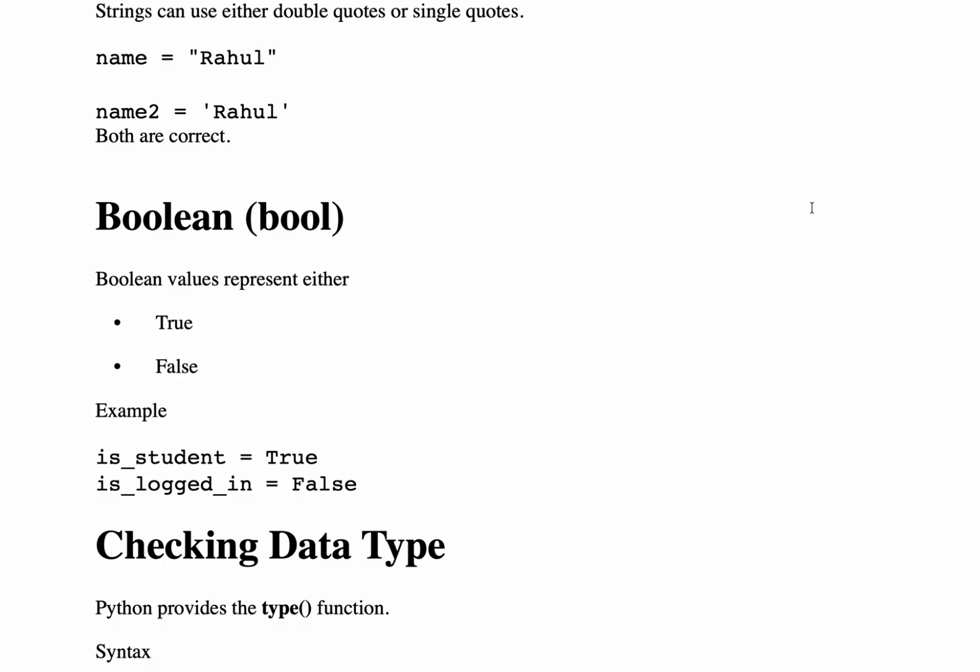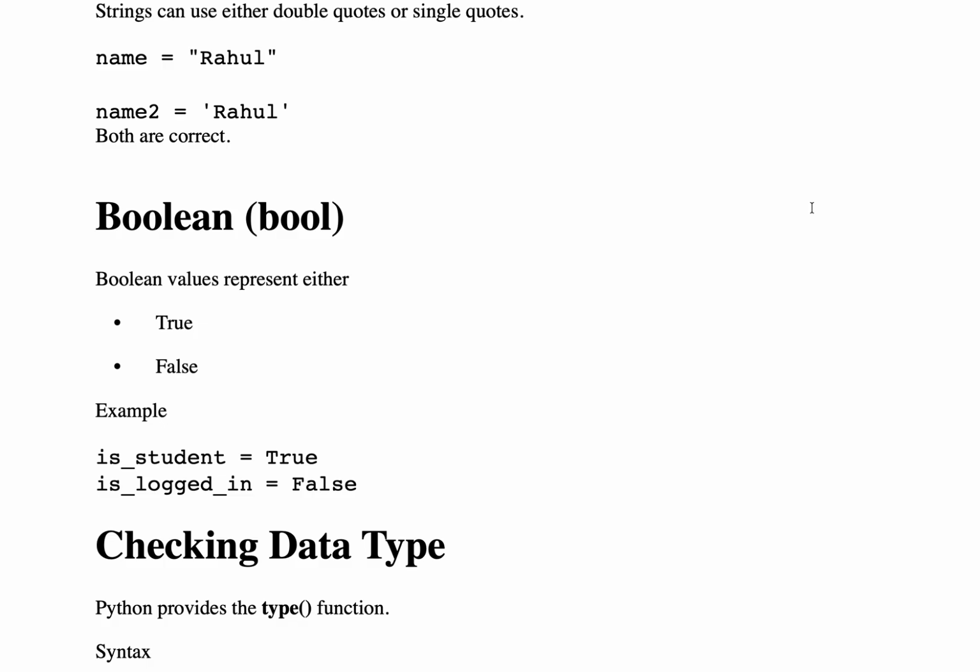Let's print one. is_student = True. Print is_student. Output is True. We'll use Boolean values extensively in future lessons where we'll learn conditional statements and loops. So don't worry if they seem a little unfamiliar right now. You will become very comfortable with them soon.